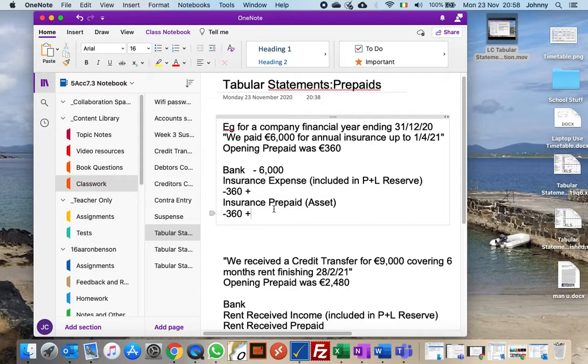Okay. So we have to separate that. So we have 6,000, and how do we separate it? We need to work this out based on number of months. So the insurance expense is going to be, now if I just put this down the bottom, it's for the annual insurance up to the 1st of the 4th, 21. We're doing this for the financial year ending the end of December 2020. Okay, so that means we're going to have 9 months used of the check. 9 months is going to be used, and the remaining 9 from 12 is 3 months is going to be prepaid.